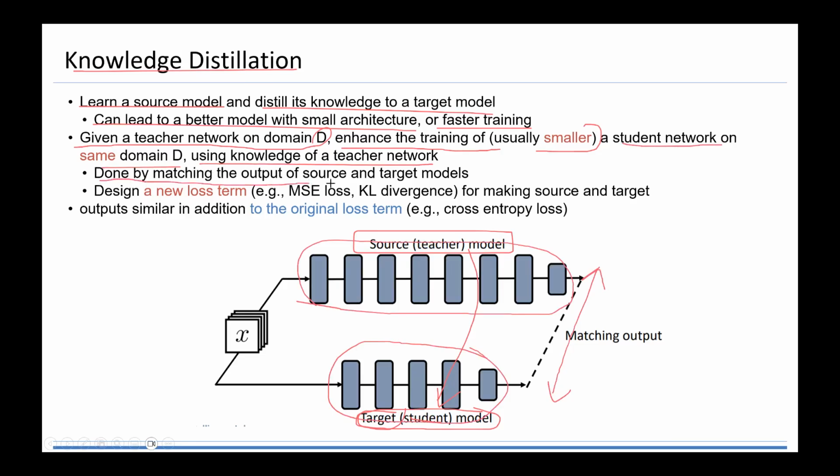So this is done by matching the output of the source and the target model, and we would like to calculate a new loss term. A new loss term means we are going to use some loss function. We can use MSE loss, mean square error, or we can use the KL divergence. KL divergence I will explain a little bit later. This is usually used for making the source and the target output similar, in addition to the original loss term. The original loss term is the cross entropy loss. So if the loss is small, we can say that the teacher and the student models are similar.